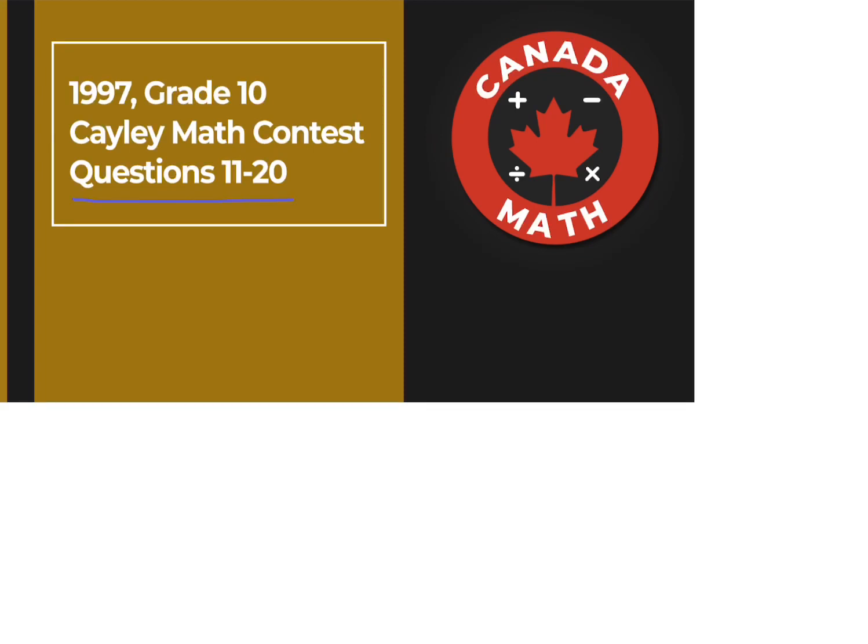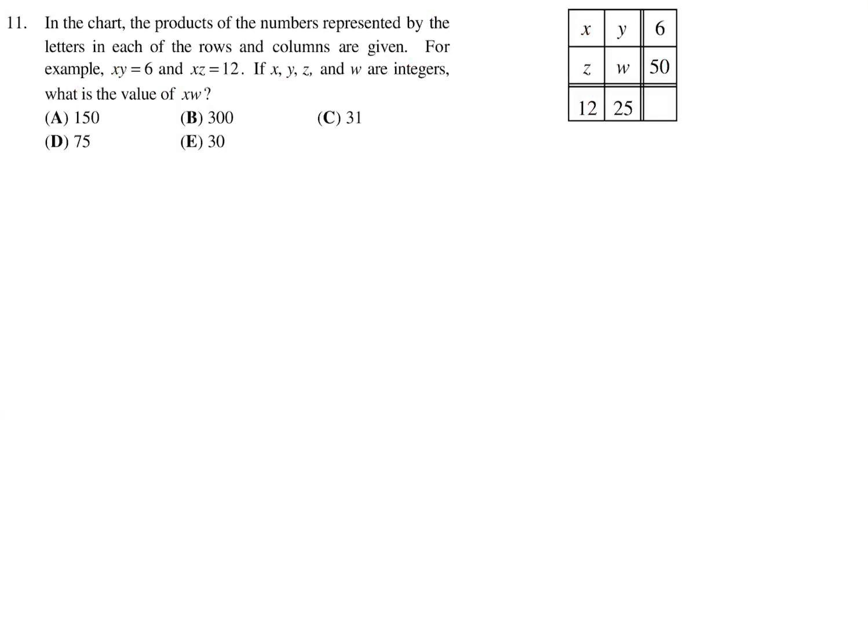Questions 11 through 20 of the 1997 grade 10 Cayley math contest is what I will cover in this video. In the chart, the products of the numbers represented by the letters in each of the rows and columns are given. For example, xy is 6, xz is 12. If x, y, z, and w are integers, what is the value of xw?